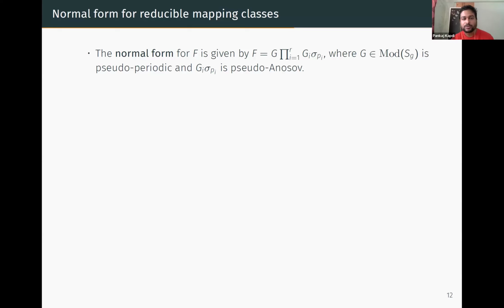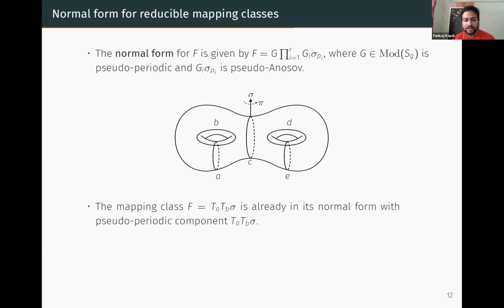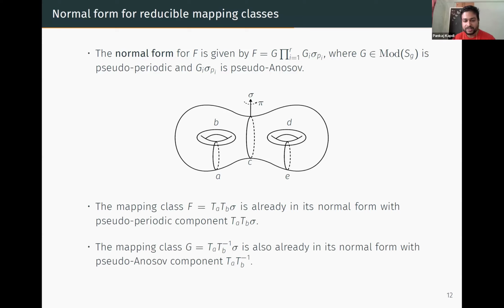You collect all of them, the ones supported on disconnected surfaces, you call that pseudo-periodic, and the other part, you just remain with the products of pseudo-Anosovs. So this is in a normal form. One example is here, which I have already taken, T_A T_B sigma. This is already in its normal form with pseudo-periodic component T_A T_B sigma, and T_A T_B inverse sigma is also already in normal form, and it has pseudo-Anosov component T_A T_B inverse sigma.